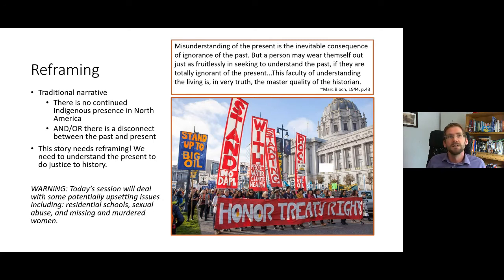And one of the things that we're aiming to do with this session is talk about some of the contemporary issues faced by Native Americans, and thinking about how if we really want to understand the present and do justice to history, we need to be aware both of contemporary issues and how those issues are deeply rooted in a colonial past, in the past of US expansion and colonialism.